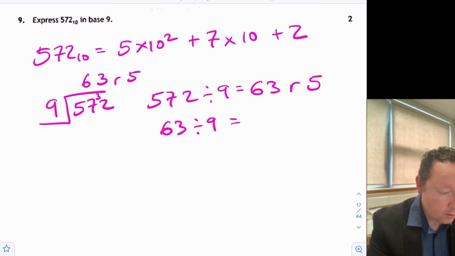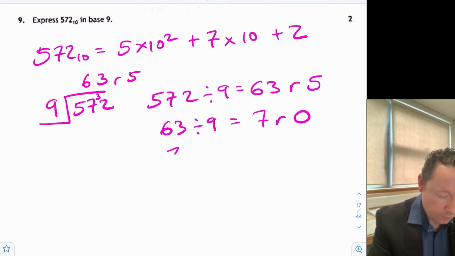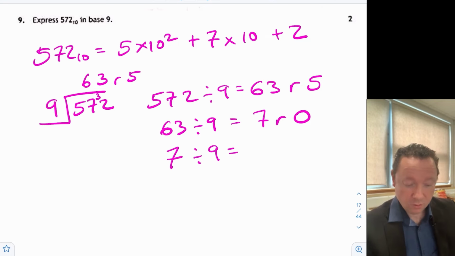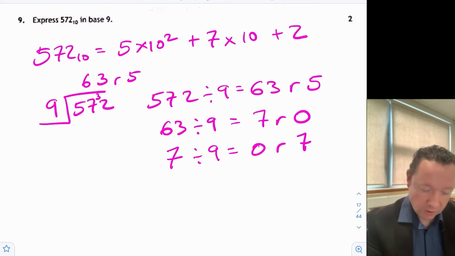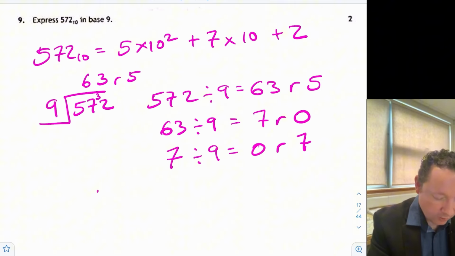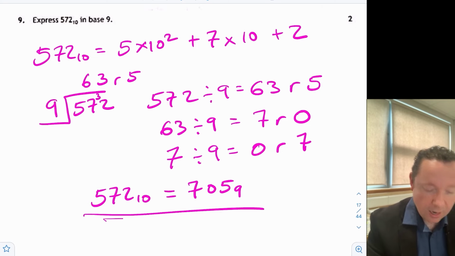It's 7, remainder 0. And then taking our 7 divided by 9, well, we get no 9s going into 7, so 0. And we've got a remainder of 7. And therefore we can just read it backwards: 705. So 572 in base 10 is equal to 705 in base 9, and we're done there.